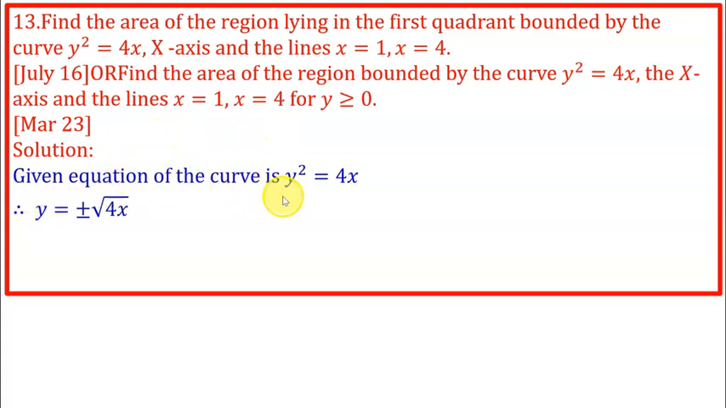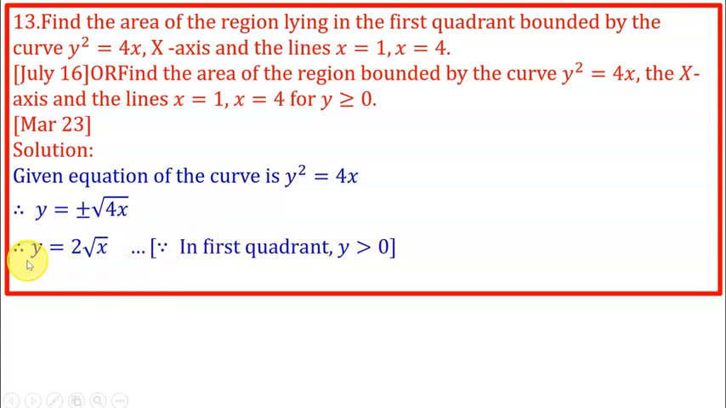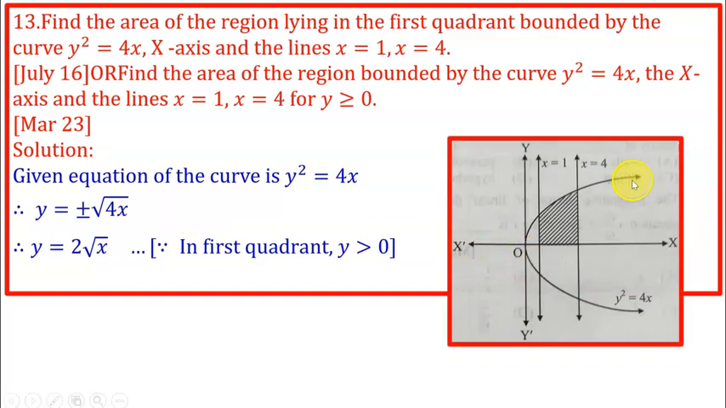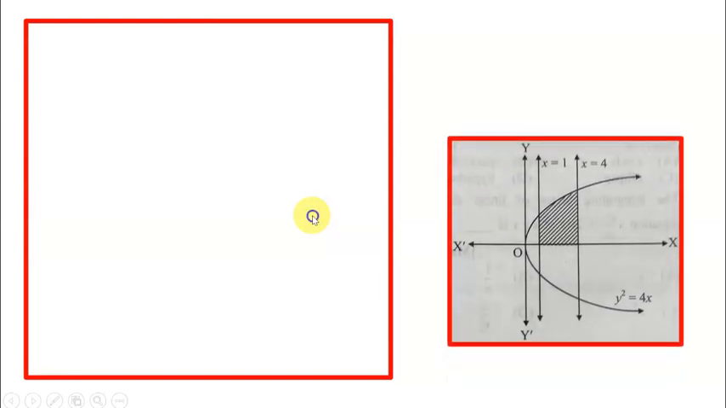Given equation of the curve y square is equals to 4x, taking the square root on both sides, then you will have y is equals to plus or minus root of 4x. Therefore, you will have y is equals to 2 root x, which is in the first quadrant. We have taken the value of y as positive in the first quadrant. Okay. Now see this here. This is the equation of the parabola and the line x is equals to 1 and x is equals to 4.